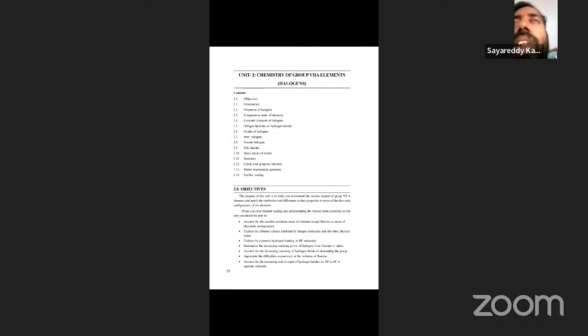Last class we discussed carbanions, reactive intermediates in organic synthesis. Block 2 is complete: aldehydes and ketones, carboxylic acids, and carbanions. The organic part is complete, so now we are discussing inorganic.